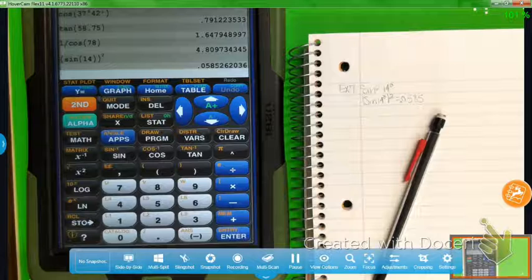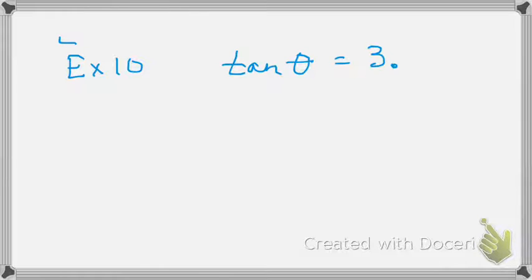All right, so now we're going to do some problems where we go backwards and actually find the angle measure. So we are going to look at example 10. Example 10 says that the tangent of theta is equal to 3.152. Now, if this was a sine or cosine problem, I'd look at it and go, that's impossible, that's got to be no solution, because if this was sine or cosine, I couldn't have a number bigger than 1. But since this is a tangent, I'm okay. Tangent problems can be bigger than 1 because you're opposite and you're adjacent. It doesn't matter which one's bigger.